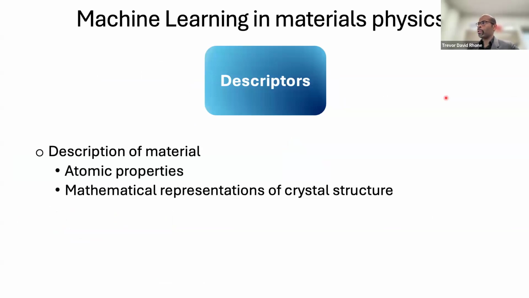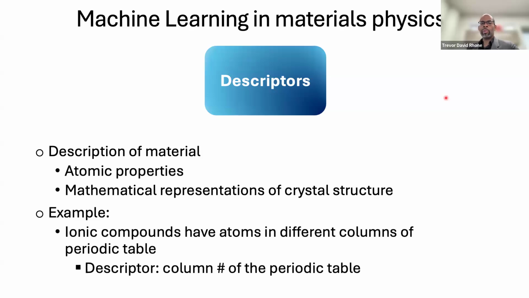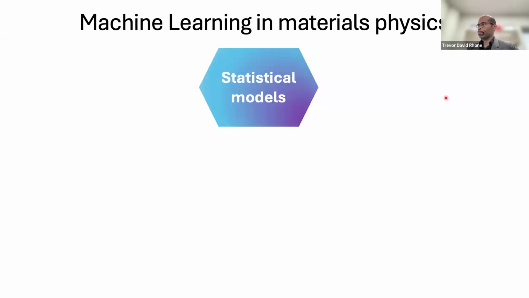And there's the second ingredient, these descriptors, which again are descriptions of materials, which may comprise the atomic properties of the constituent chemical elements, or some clever mathematical representation of the crystal structure. An example that's quite simple-minded is, let's say you're studying a set of ionic compounds. You might notice that your elements comprise different columns in the periodic table. So you might use column number for your description of your set of materials. We'll look at some more sophisticated examples in the exercise, but these are just some nice simple-minded ones.